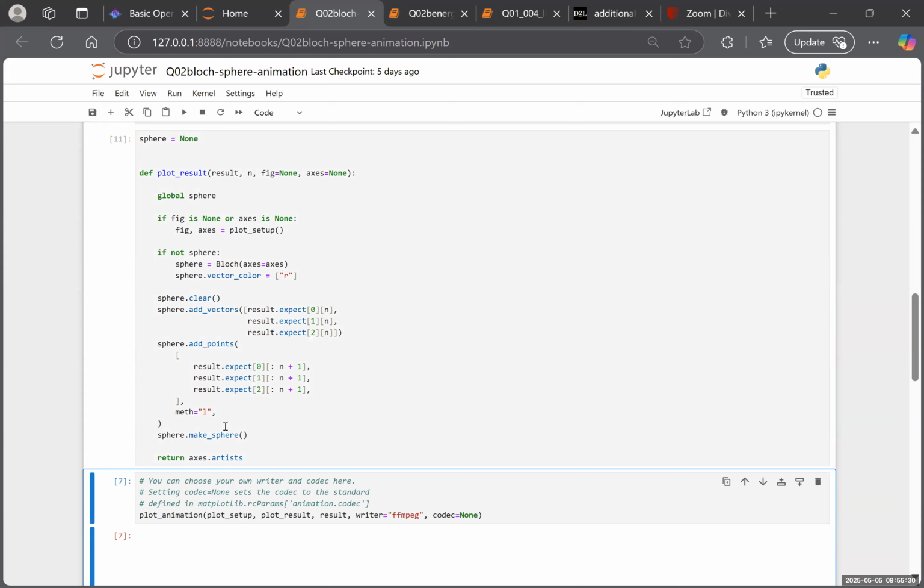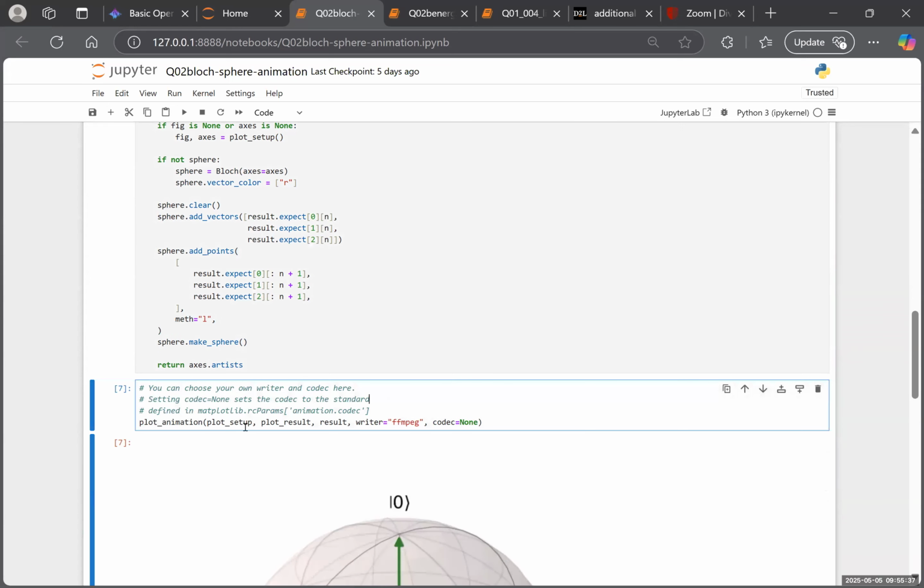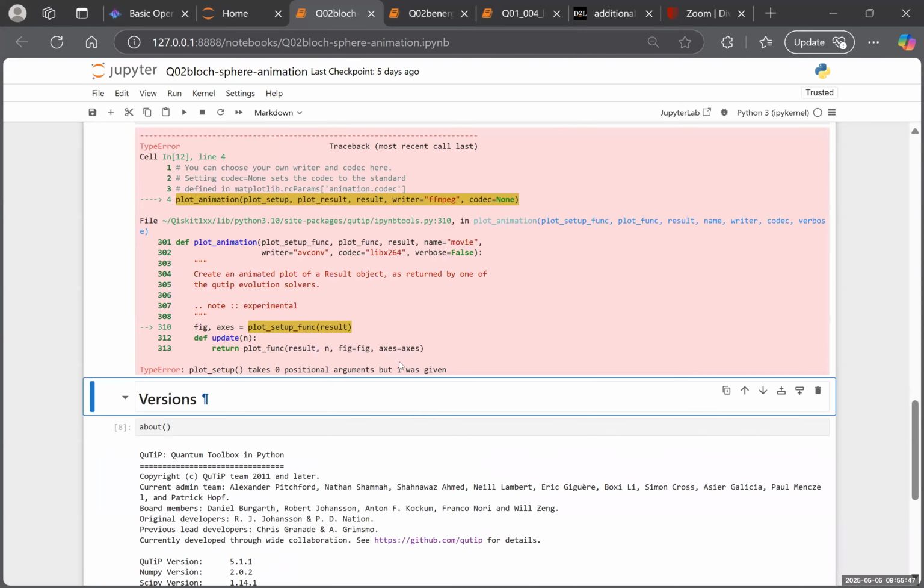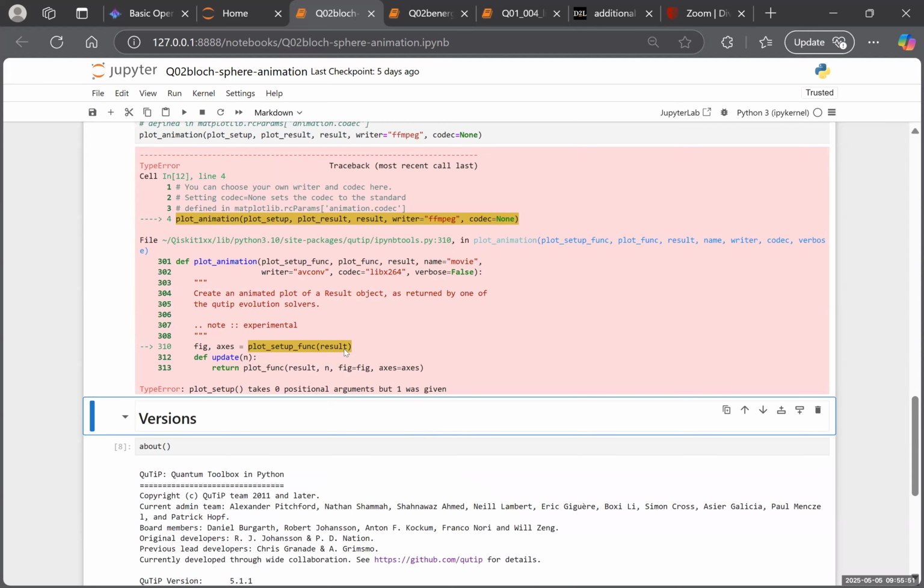But it's also good that we will have a practical tool to do this. And this is nice. You can plot animation, plot result. Okay, let's see. Oh, plot. It should pick 0 arguments, 1 was given.